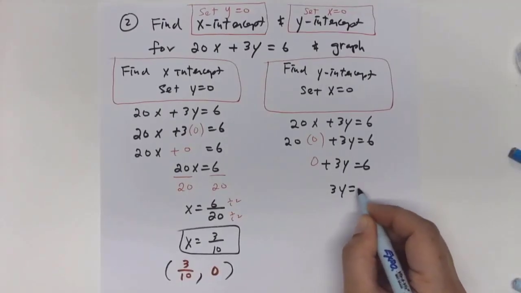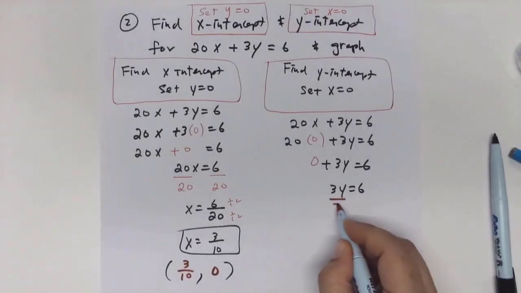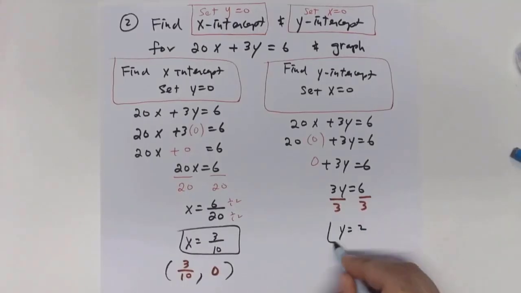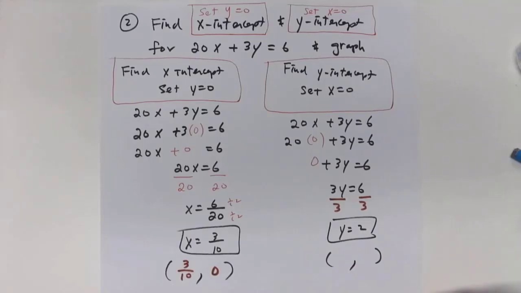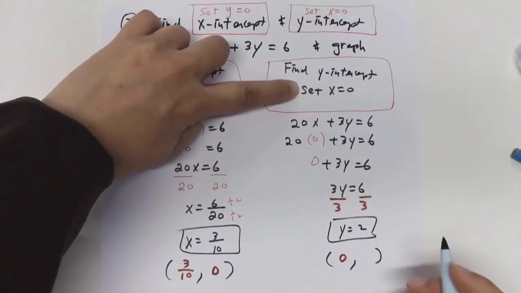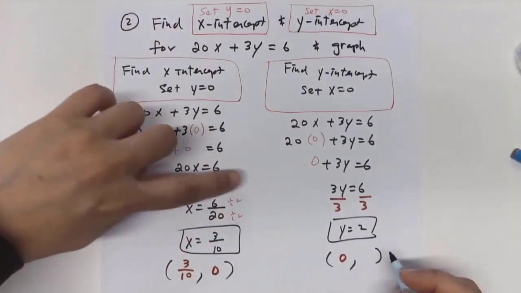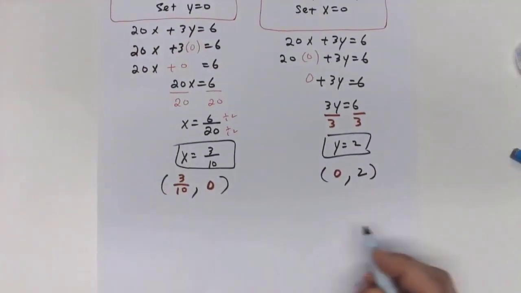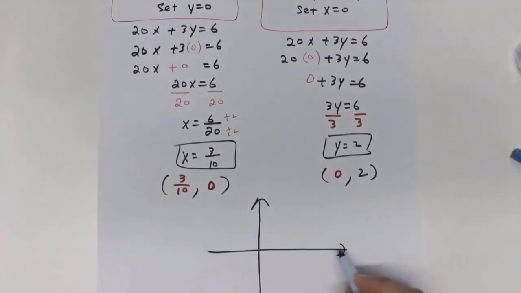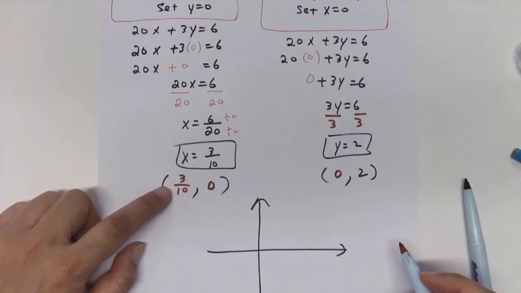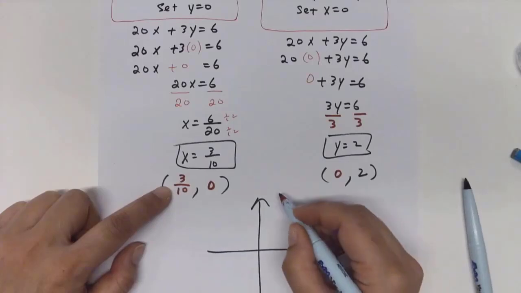So you have 3y equal to 6, divided by 3 on both sides, so y equals 2. If I write this as a point, what is the point? My x is 0, that's what we plug in, right? The y is 2. Okay, all right. So that's my x-intercept and y-intercept, right? If they want us to graph, I need to locate the points. 3/10 is just going to be less than 1. But where is it? On the left, right, top, or bottom?